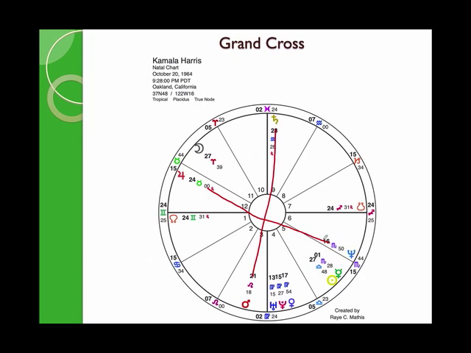This Neptune is square. That's a square, a right angle, or 90 degrees, to Mars. Mars is square to Jupiter. Jupiter is square to Saturn. So she has a grand cross in her chart.